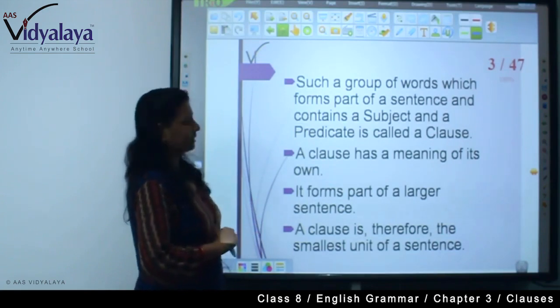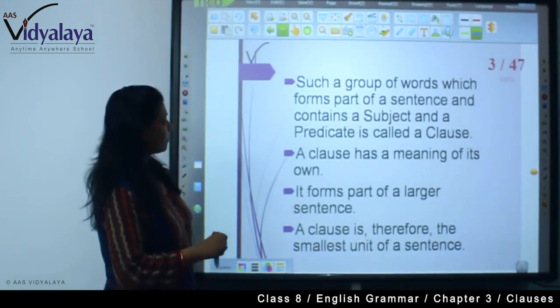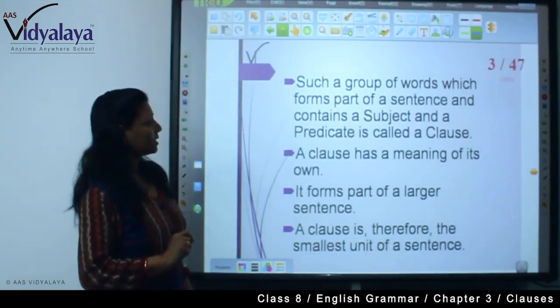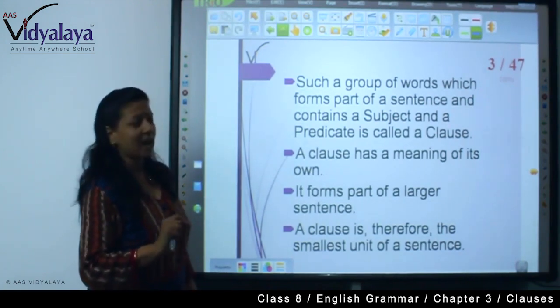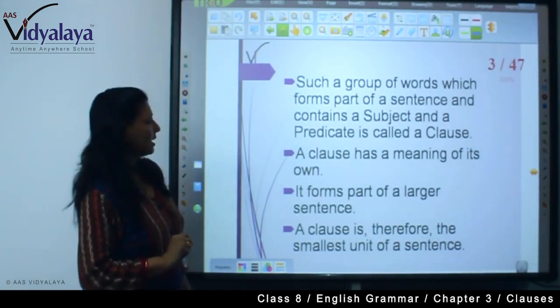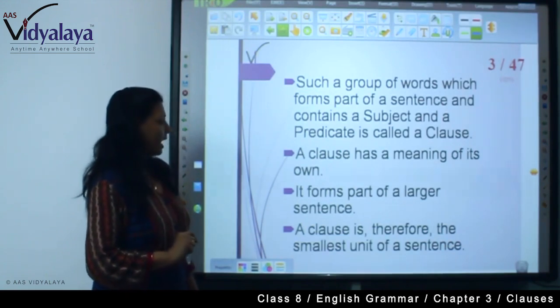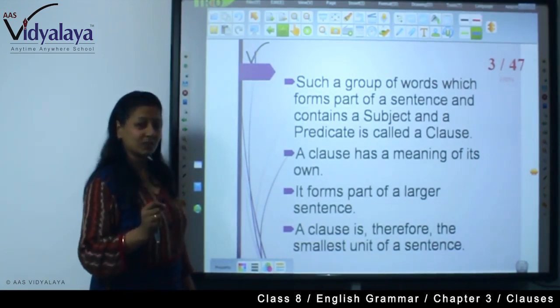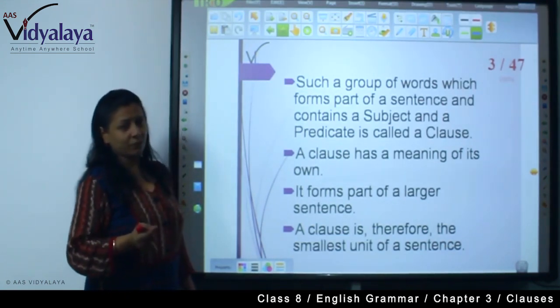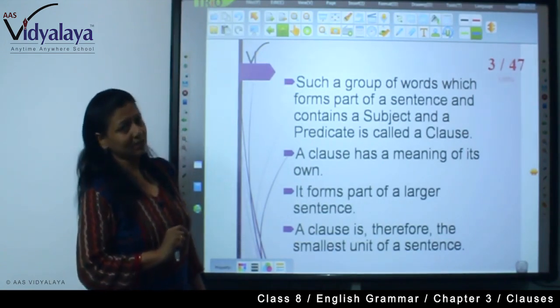So these are the things. Let me revise once again. A clause is a group of words which forms part of a sentence, having a subject and predicate. It has a meaning of its own. It forms part of a larger sentence and it is therefore the smallest unit of a sentence.